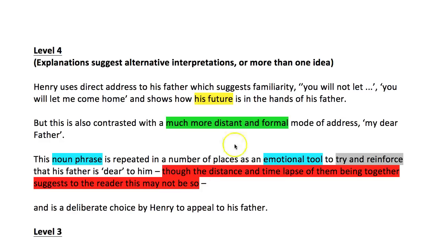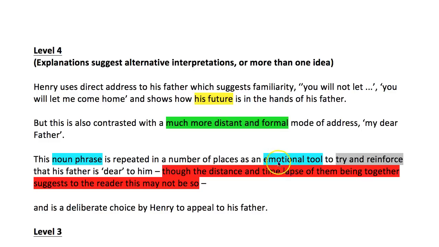I've highlighted different parts of the text for other reasons, but hopefully you can spot which ones of the highlights are adding alternative interpretations. So here's one. The candidate said the tone is distant, but then added another idea, formal.